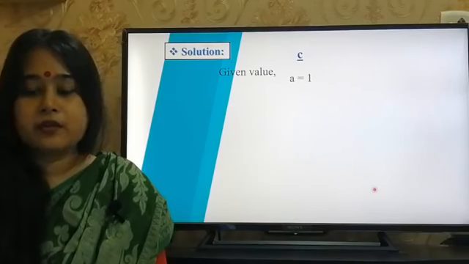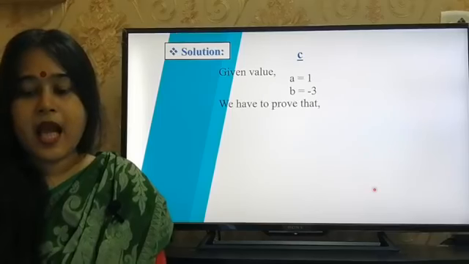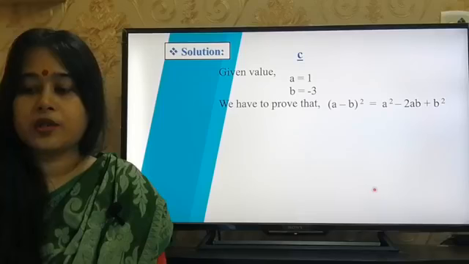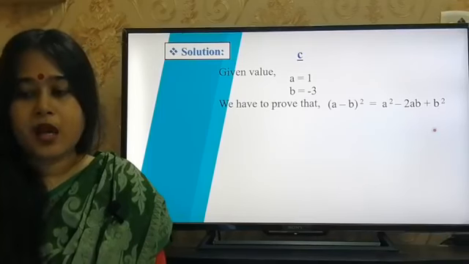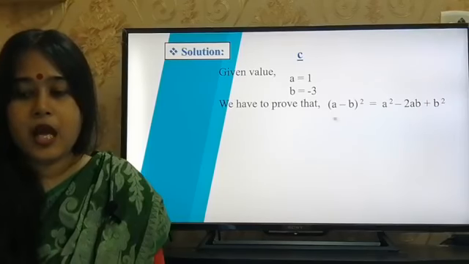Here, given the values A equal to 1, B equal to minus 3, we have to prove that (A minus B) whole square equals A square minus 2AB plus B square. So here you can see an equation. Here we have to prove.